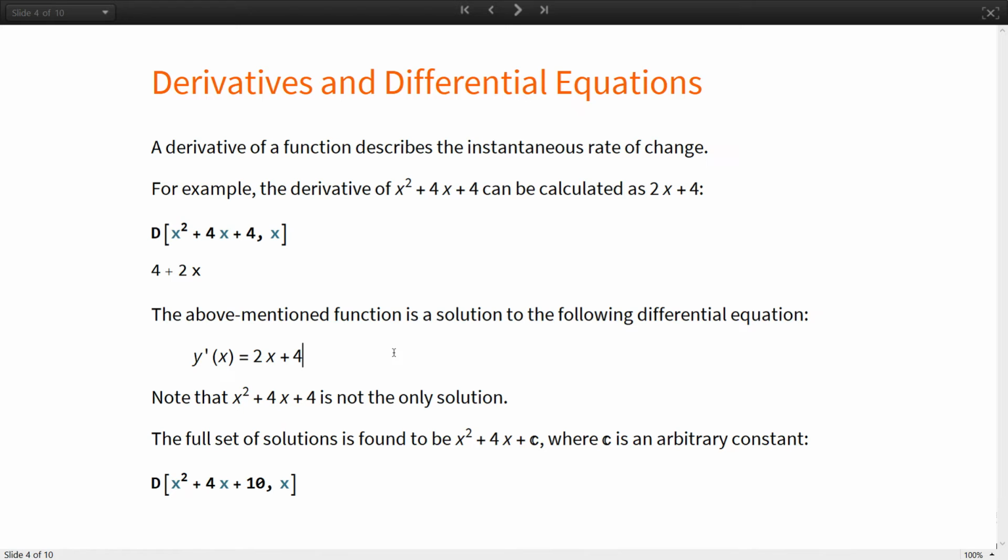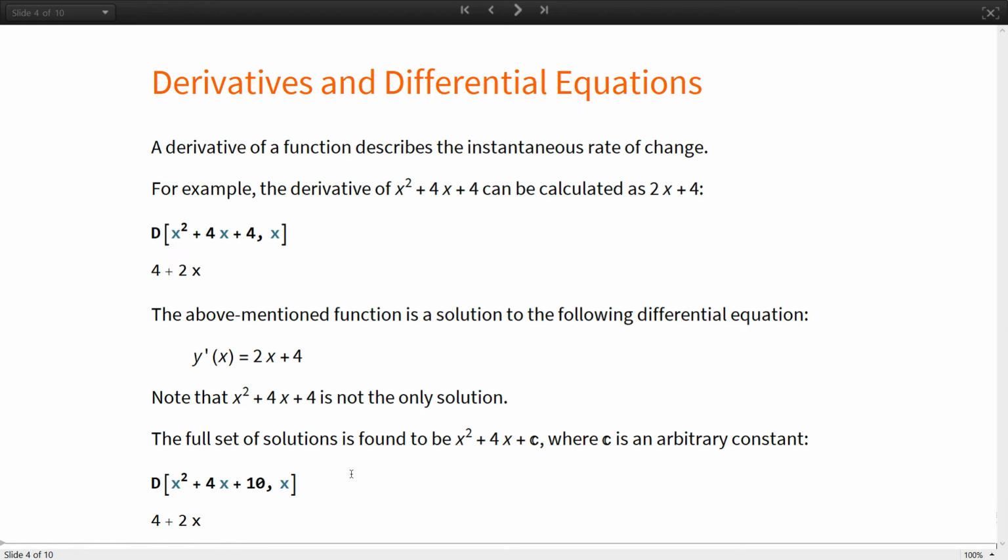However, it is important to note that x squared plus 4x plus 4 is not the only solution to this differential equation. The full set of solutions is found to be x squared plus 4x plus c, where c is an arbitrary constant. As a result, there are an infinite number of solutions to this differential equation, each with a different value for c. For example, using c equals 10, we get the same result for the derivative. This is because the derivative of a constant is zero, so no matter what constant we use for c, the derivative of that constant will be zero and it will not contribute to the result.